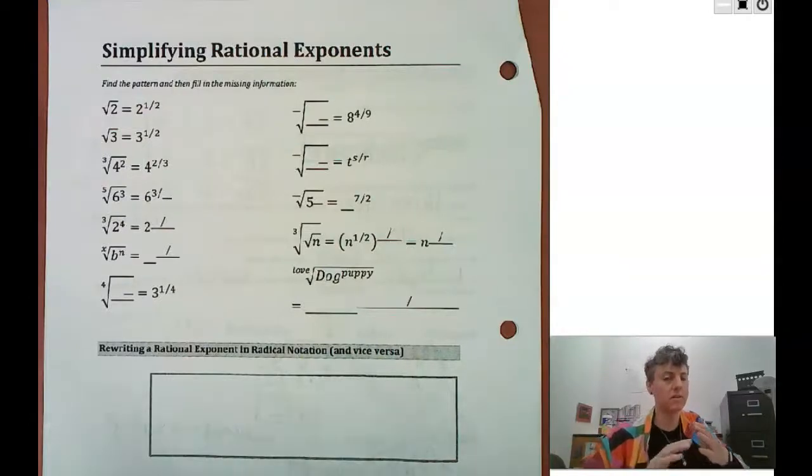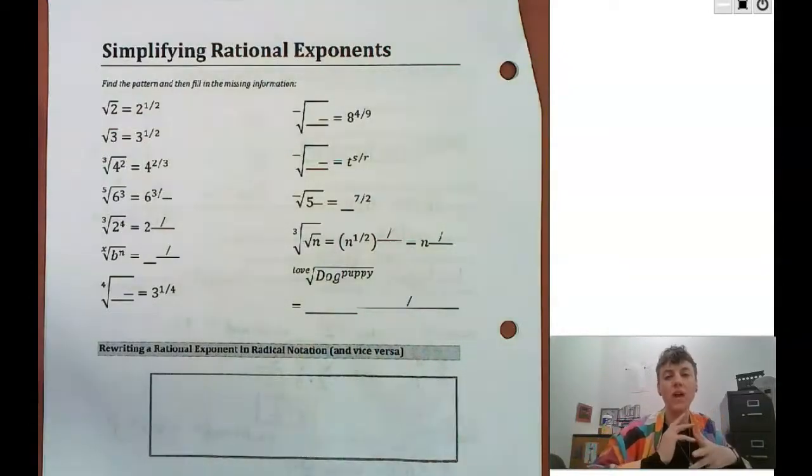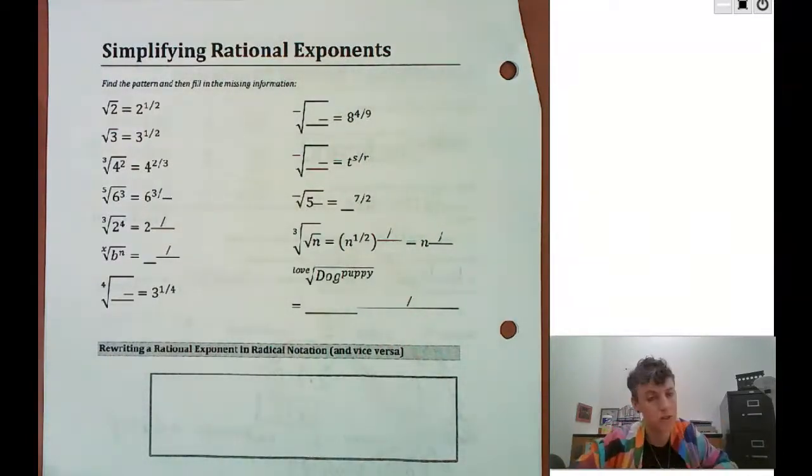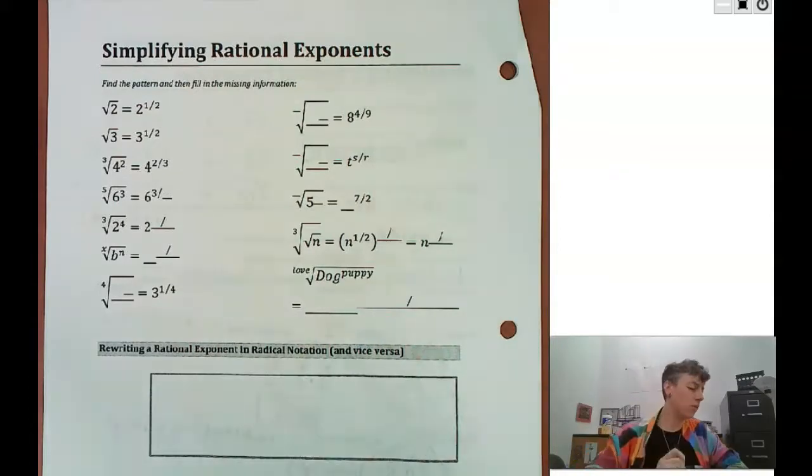Let's talk about simplifying rational exponents. And we're going to do that by finding a pattern, which is so nice. I love to find patterns. Our brains just try to find patterns all the time. We're wired to do it. It's what we want to do. So let's have a good time finding some patterns about rational exponents. Sound good to me. Cool.